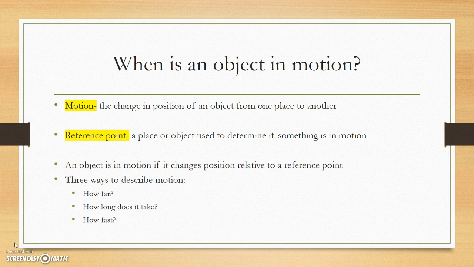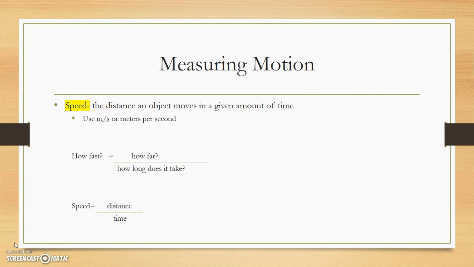And there are three ways to describe motion, which we talked about in class today as well. And there are three questions. It's how far, how long does it take, and how fast. So we measure motion using speed. Speed is the distance an object moves in a given amount of time. And for our unit, we're going to use meters per second, or m divided by s. And it looks like this.